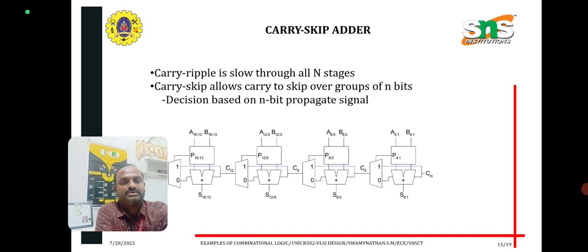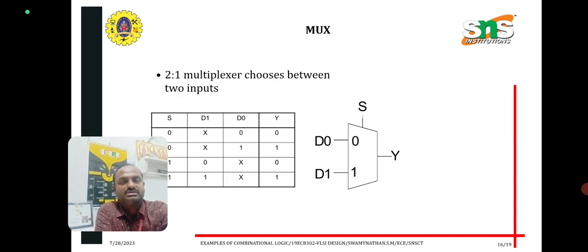Next, carry skip adder. Here, look at this, the carry is skipped from one stage to another stage. So this is the mux. Mux, I already discussed. If the input D0 is 0 or D1 is 1, for example, you just select the pin. S equal to 0 means D0 is given as the output, and D0 may be 0 or 1. Next, S equal to 1 means D1 is given as the output, and D1 may be 0 or 1. So these are the combinations of the mux.